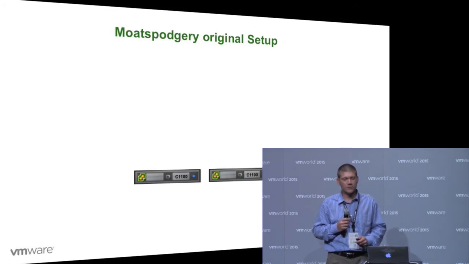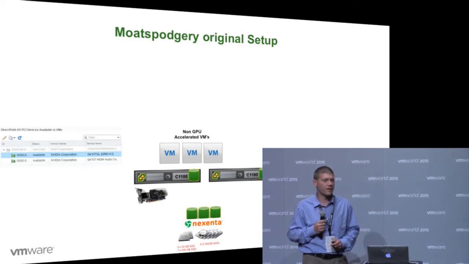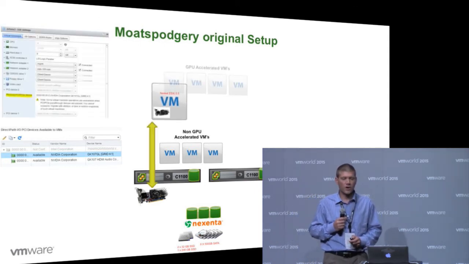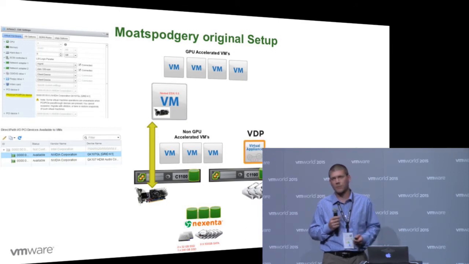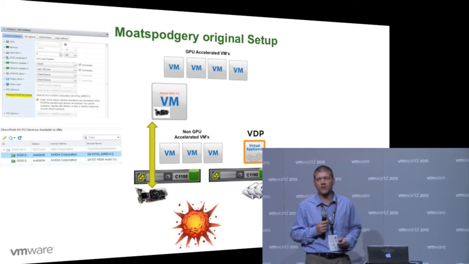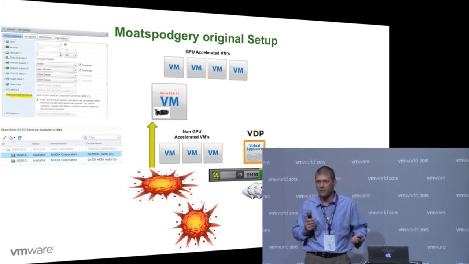My original setup was two C1100s. I had a Nexenta SAN backing that from a shared storage perspective, presenting those LUNs to the servers themselves, with non-accelerated VMs on top of that, and the GPU in one being passed up to the ESXi host, right? I was backing everything up with VDP, and all is well until I lose storage. If I lose storage, everything goes down, my kids' machines go down. And if I lose the host with the GPU card in it, everything goes down.